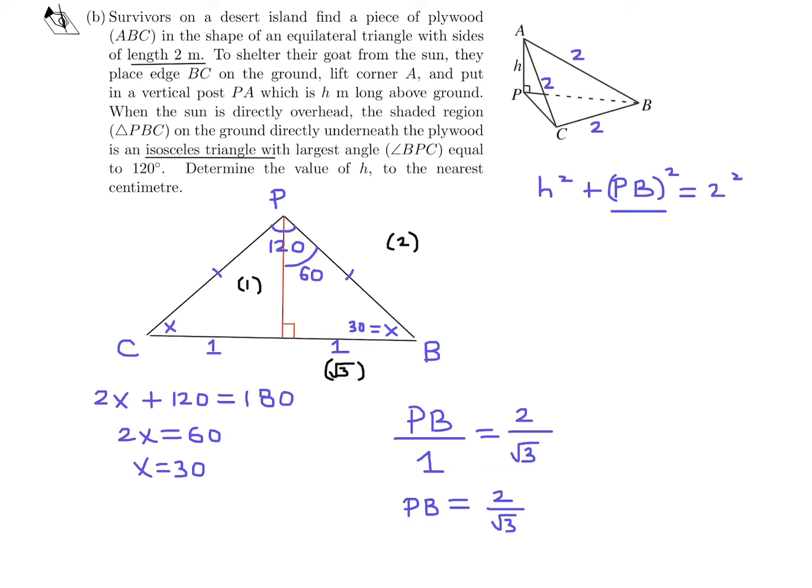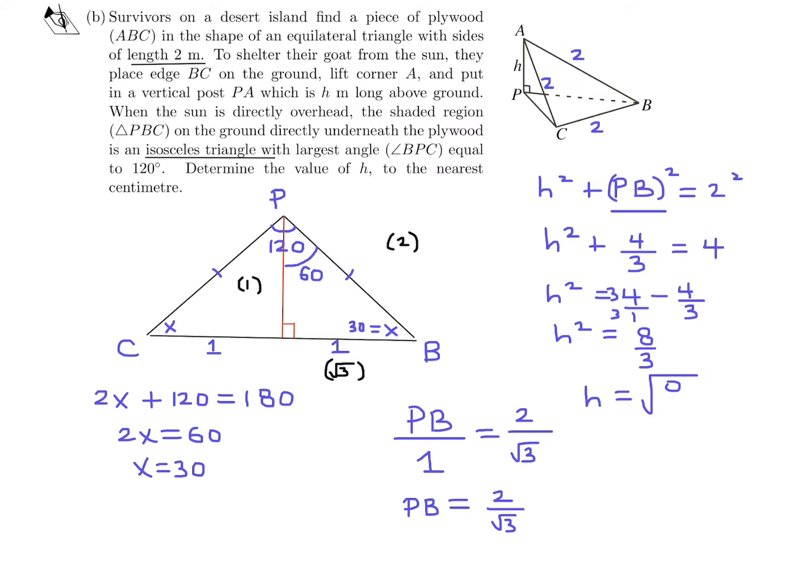All right. Here we go. We got PB. So h squared plus PB squared, which would be 4 over 3, is equal to 4. Correct? So h squared is going to be 4 minus 4 over 3. So h squared looks like, let's see here, 12 minus 4, which is 8, 8 over 3. Now don't forget to take the square root. That's h squared. h is going to be the square root of 8 over 3.